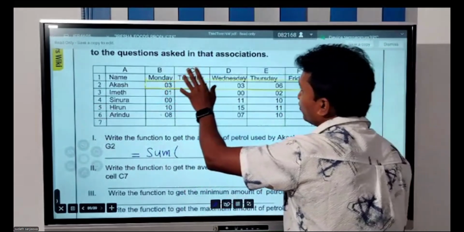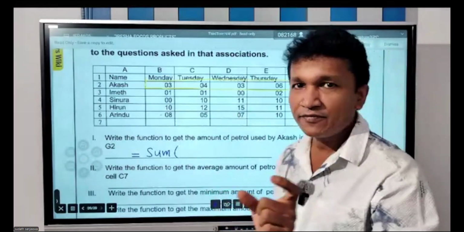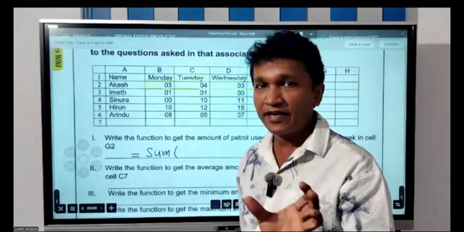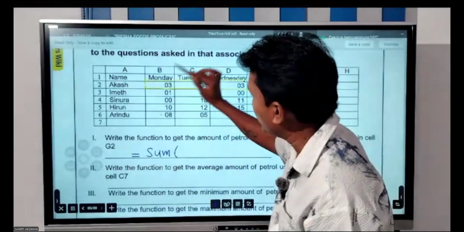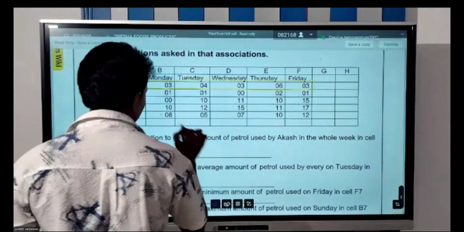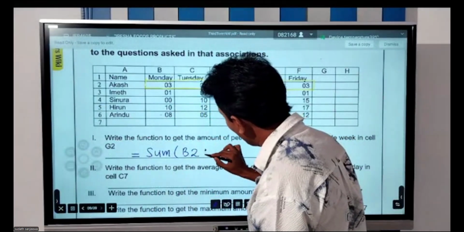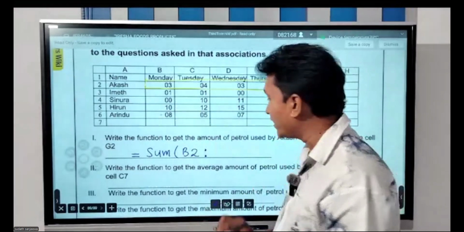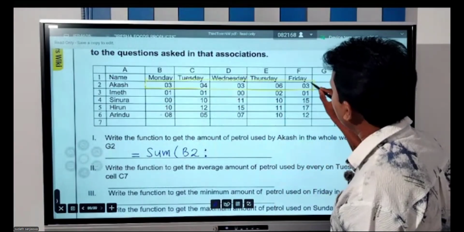Remember, to select the range, we write the first cell address of the range. That is B2, right? B2 is the first cell. Then we should put the colon here. B2 colon. Then we have to write the last cell address here.